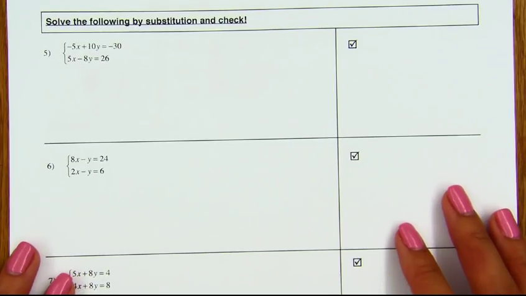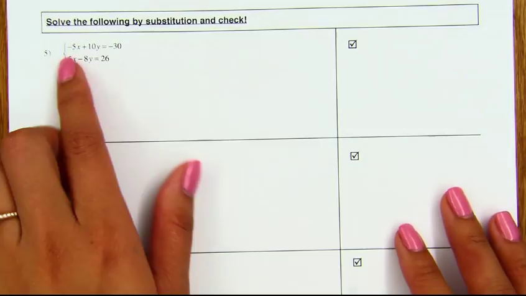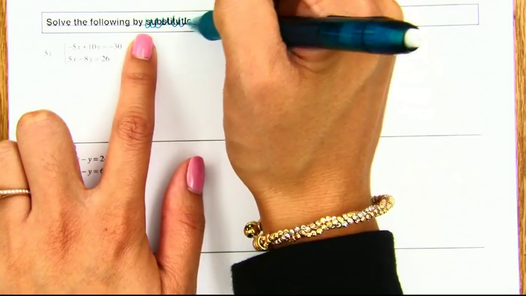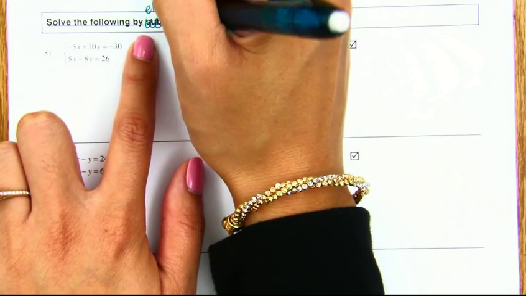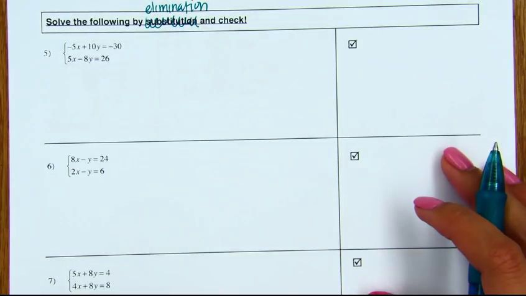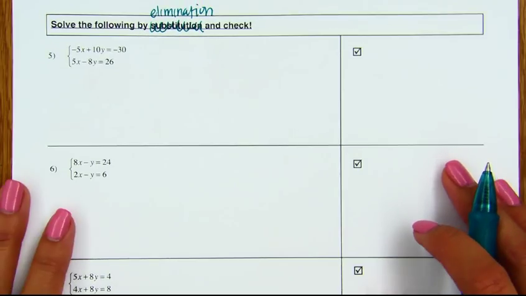Okay, so I have a couple typos. First of all, it says solve the following by substitution. It should say elimination instead. My mistake there. I apologize. And also, my numbering went off. This should have been 4, 5, 6, etc. But we're just going to go ahead and leave it as is.